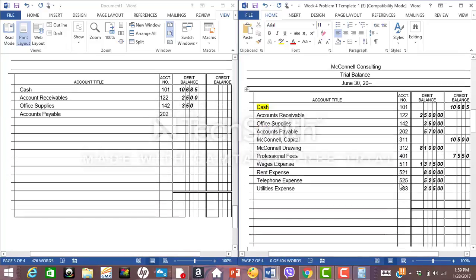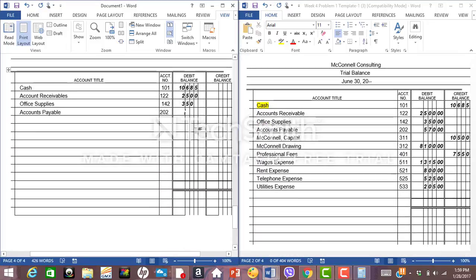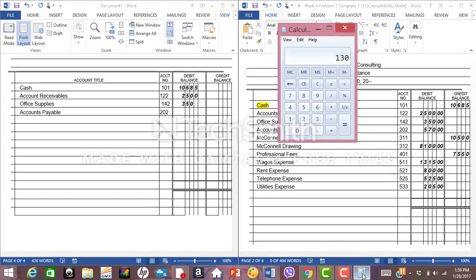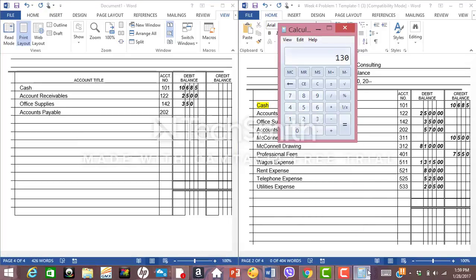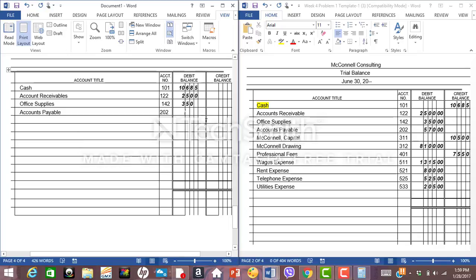So over here, I'm going to go down here and say that my accounts payable is 130, but it's not under the debit balance. It would be under the credit balance. Okay, so that is the second mistake that we've seen so far.